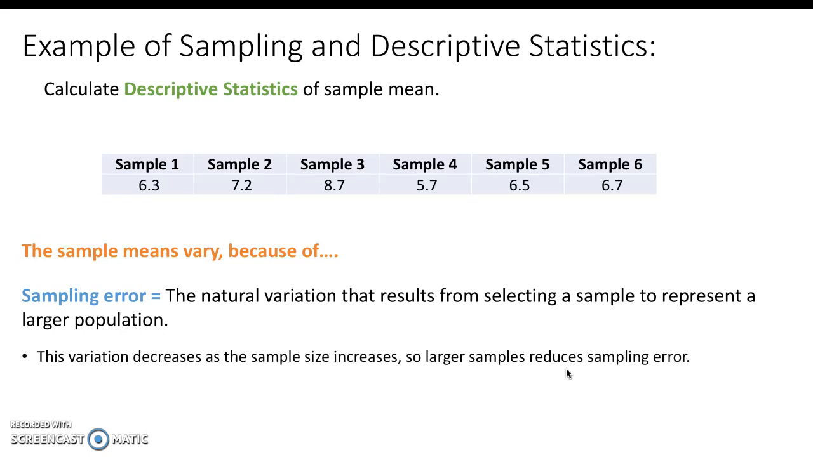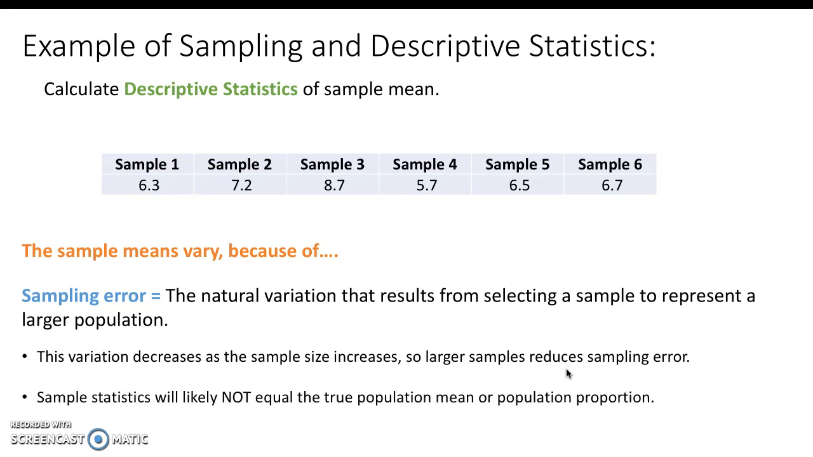So the larger our sample size, the more reduction there is in sampling error. So that's something to keep in mind. Sample statistics usually do not equal the true population parameter that we're trying to estimate.